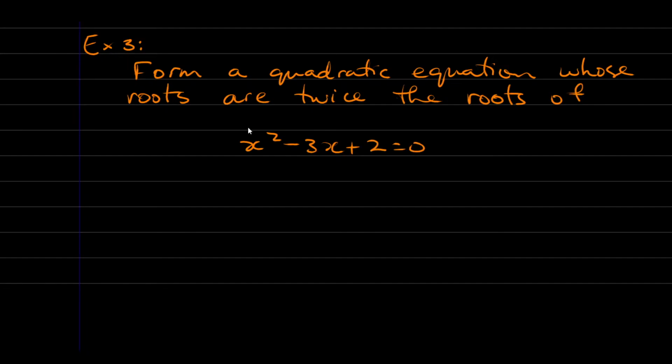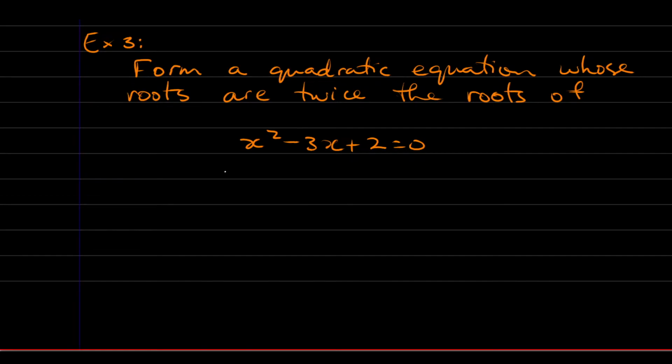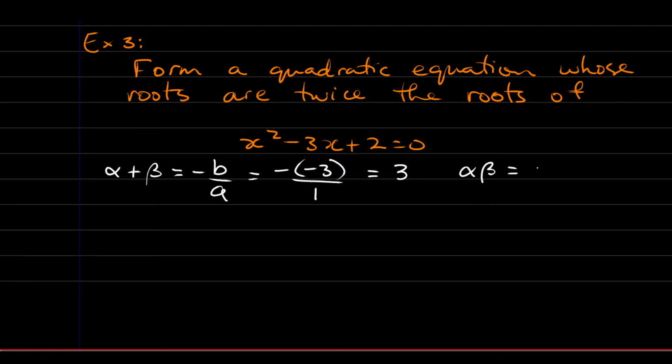Right? First off, we're going to write the sum of the roots and the product of the roots, which would be very easy in this case. So we can write this and see that in the form here, sum of the roots, alpha plus beta, is equal to minus b upon a, which is minus of minus 3 divided by a, which is 1, which is just going to be 3. And the product of the roots alpha beta is going to be c upon a, which is just going to be 2 upon 1, which is simply 2.